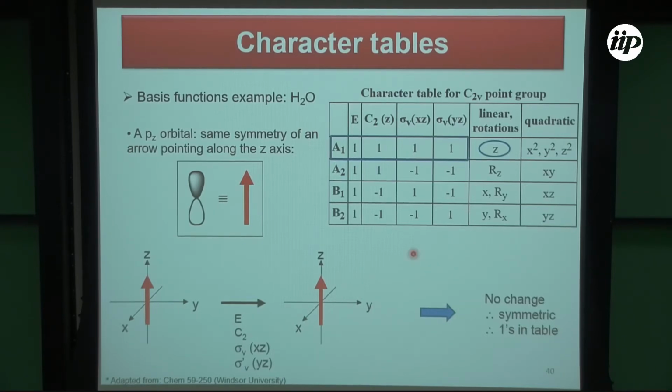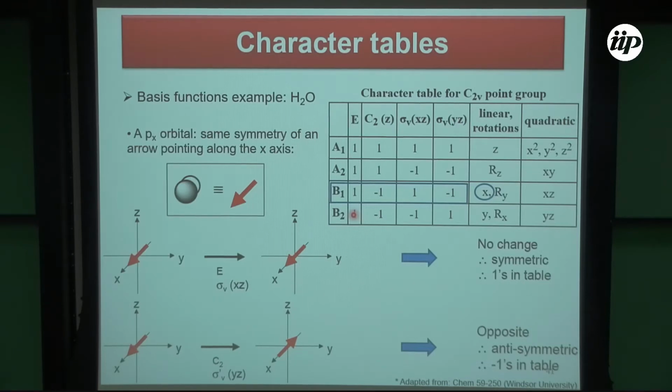Okay, let's go a little bit more complicated. Let's take the px orbital. Okay, it's pointing like here. If you do the identity, or if you take the mirror, which is defined by x and z here, it doesn't change this orbital. So this x orbital is pointing somewhere here. If you do the identity, it doesn't change anything. And if you just make a reflection around this mirror here, it also doesn't change. So you look here. The character of this representation is 1 for the identity, and also 1 for this vertical mirror xz.